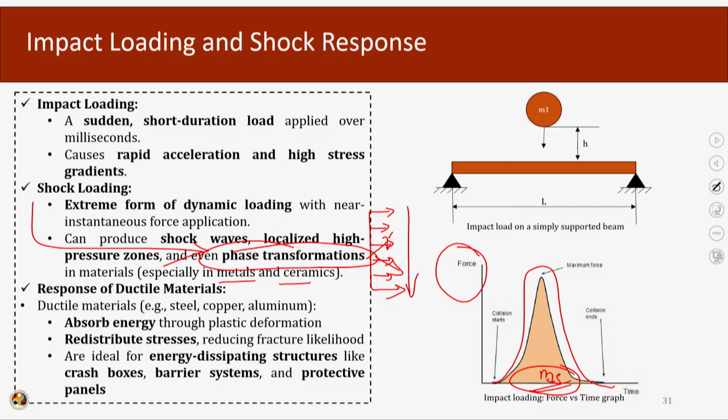So, response of a ductile material. A ductile material such as steel, copper, aluminum. Ductile materials absorb energy through plastic deformation. They redistribute the stress and reduce the likelihood of fracture. As strain rate increases, the redistribution of stresses in this ductile material also increases, and ductile materials, as we have seen earlier, are ideal for energy dissipation in structures, and they can be used in glass boxes, barrier systems and other protective panels.